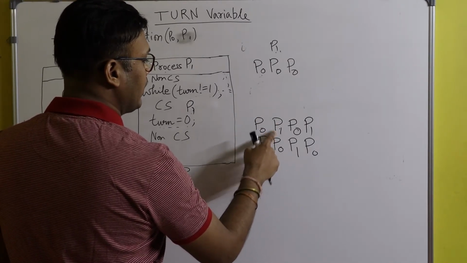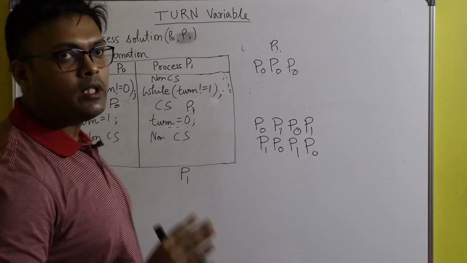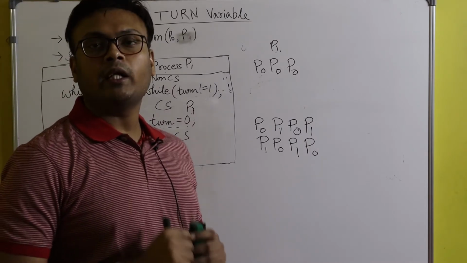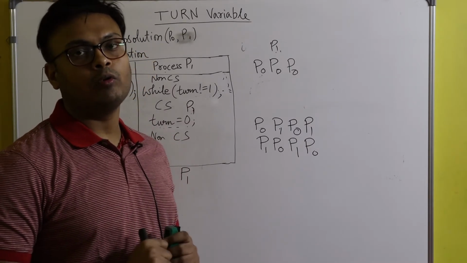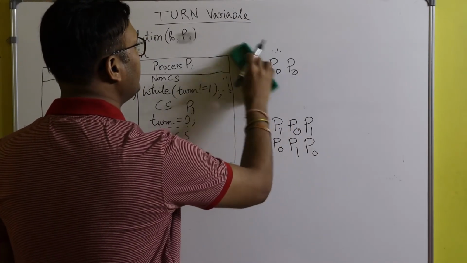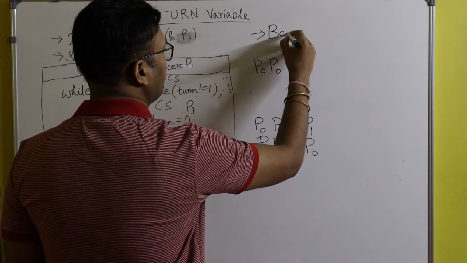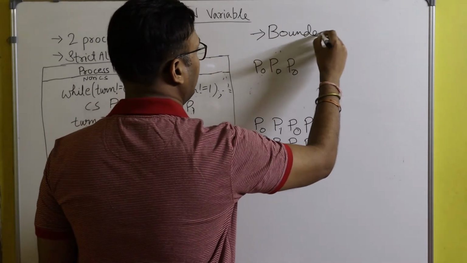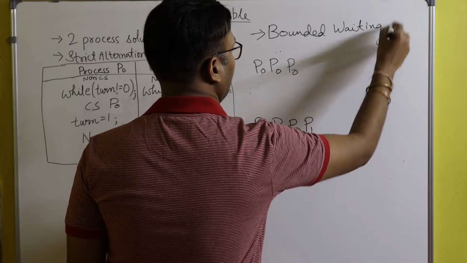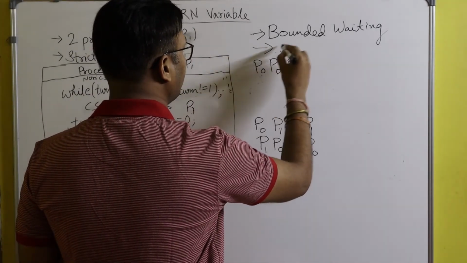P0, after that P1, after that P0, after that P1. So there is a bounded waiting. Here no process will wait infinitely. And also remember one thing, whenever there is a strict alternation, then definitely the bounded waiting exists. So an important point of the turn variable is that there is a bounded waiting. And of course, mutual exclusion is there.